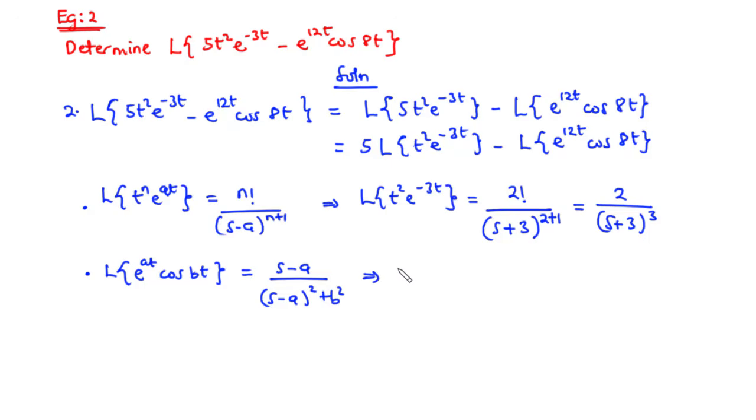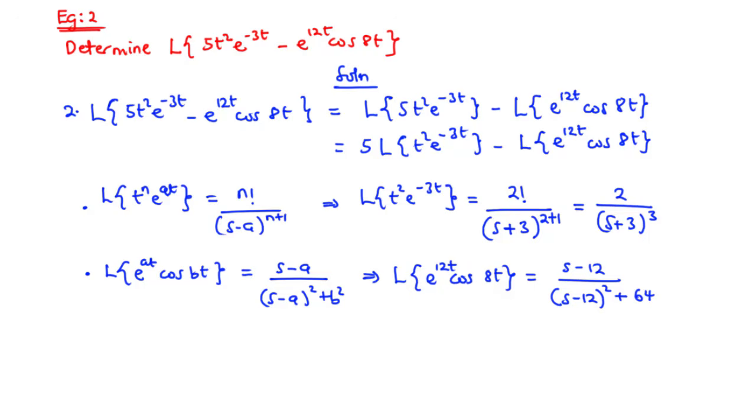So the Laplace transform of e to the power 12t cos 8t is nothing but, we have s minus a on top, so s minus, we have a to be 12, divided by s minus 12 all square plus b square. Now b here is 8, so 8 square is 64. So this is the Laplace transform of e to the power 12t cos 8t.